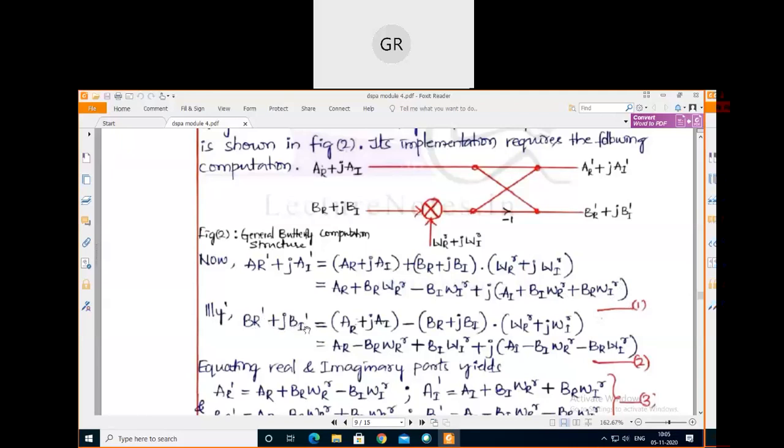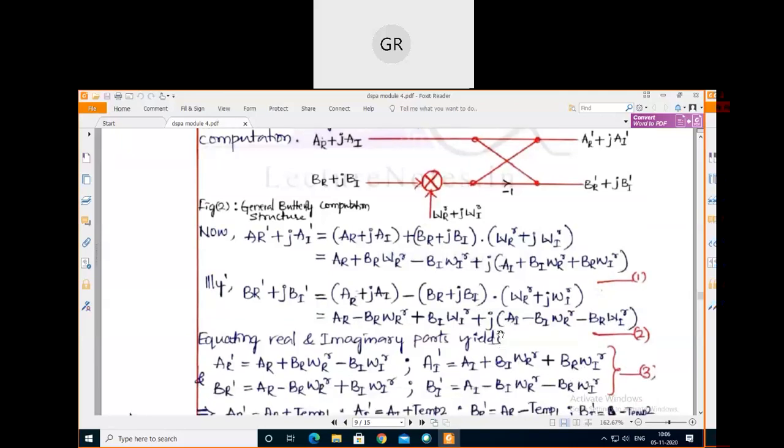Similarly, BR' plus j BI'. What is the first input here? AR plus j AI, with a minus sign. This input is multiplied by the twiddle factor: j times BR plus j BI multiplied with WRr plus j WIr. Again simplify this equation and separate the real terms and imaginary terms. Imaginary terms are those which consist of j. After simplifying we get equation number 2.